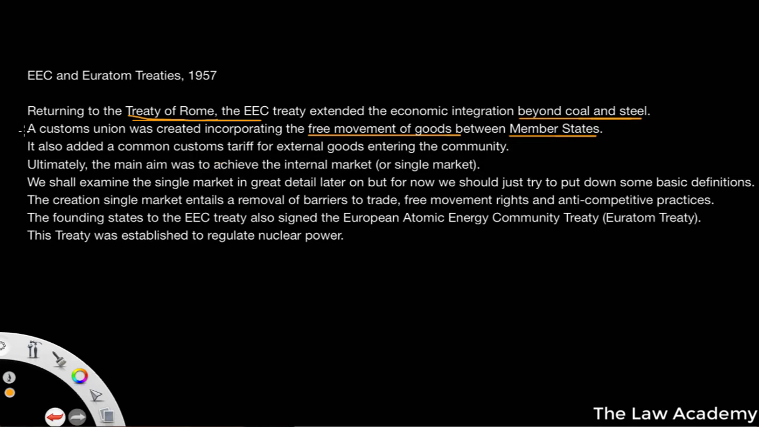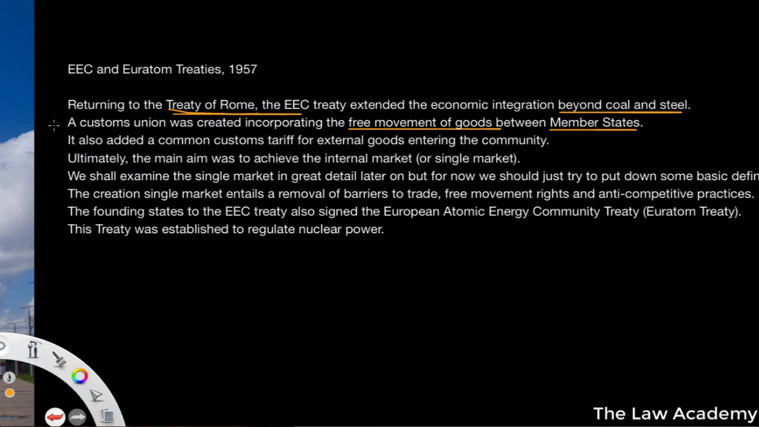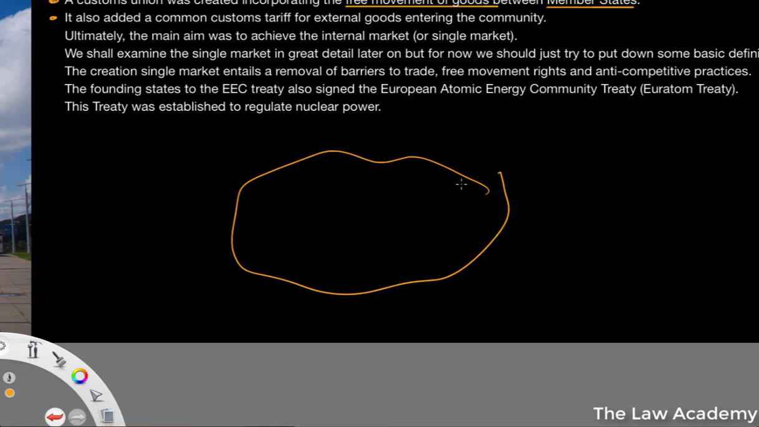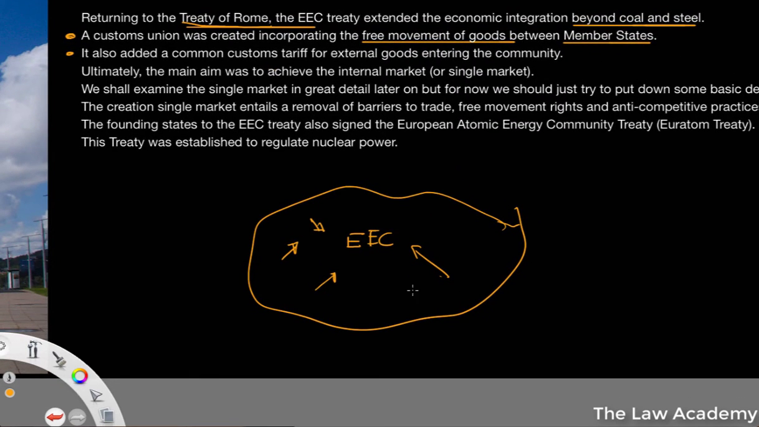So this was one point of the EEC Treaty, the Treaty of Rome. What it also managed to do was establish a single common customs tariff for external goods entering the community. So let's just use a very basic diagram: the EEC. This is the community. Not only did it regulate the movement of goods between member states within the community, but it also established a common regulation for goods coming in and out of the community around the world.